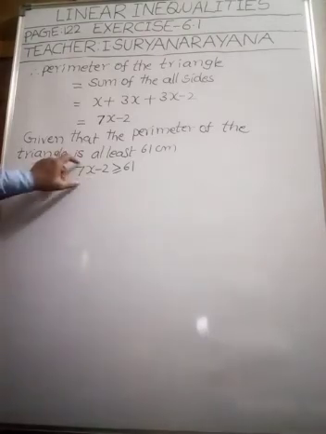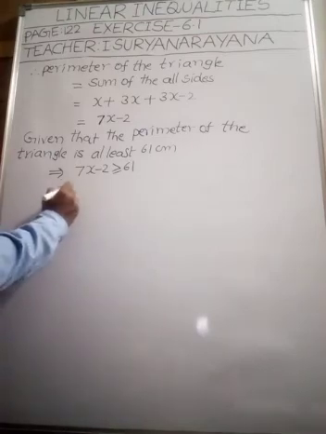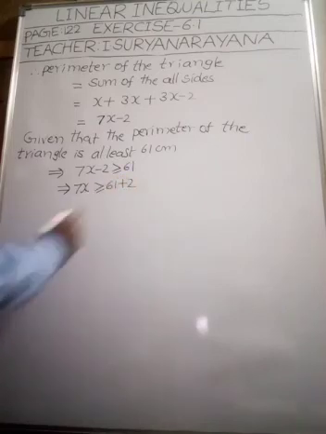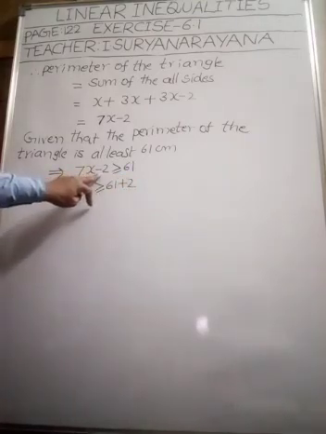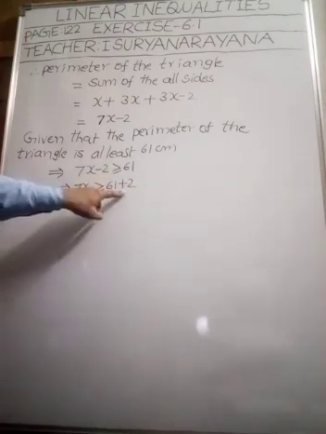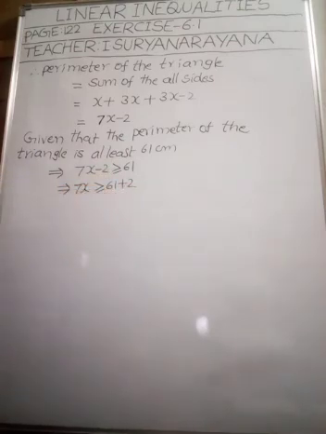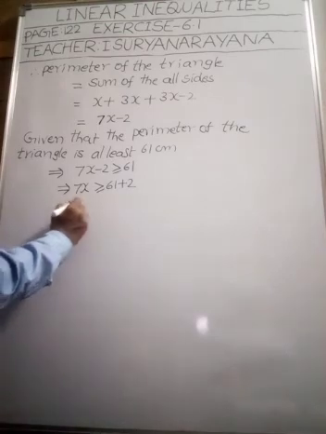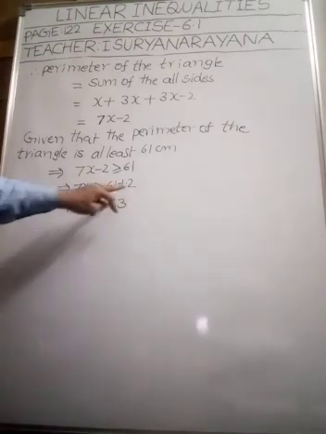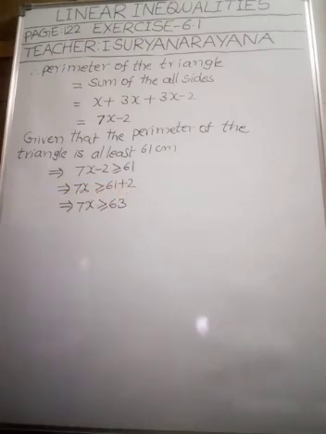Right. Now from this step, we have to solve this inequality. This implies 7x is greater than or equal to 61 plus 2. We are transposing minus 2 to the RHS. Then it becomes plus 2. So we wrote this step. Understood this step, my children? Right. What will you get? 63. Understood this step, my children?